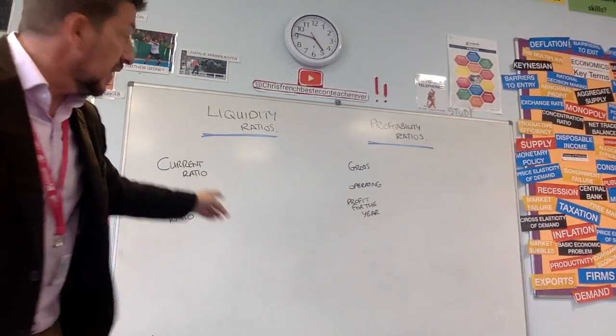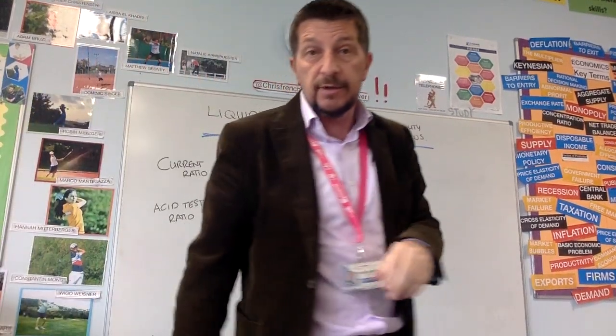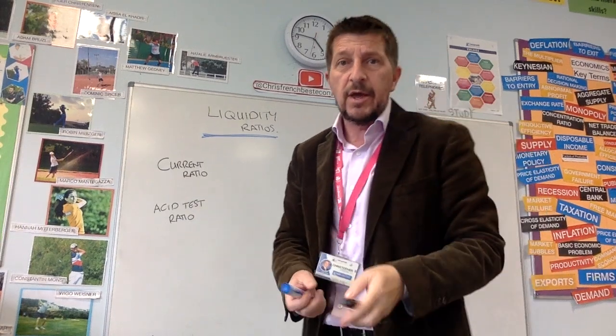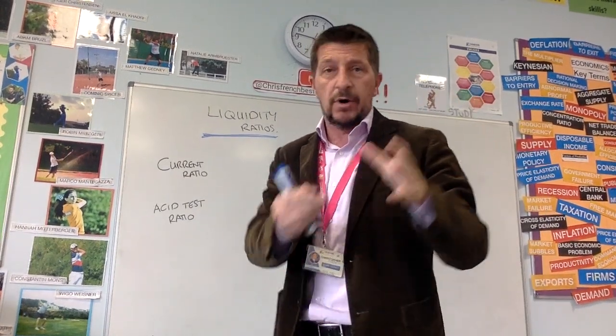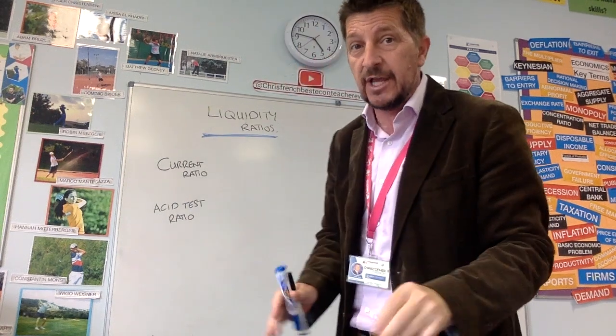So on this side we've got liquidity. Liquidity ratios come from a balance sheet, or what we call a statement of financial position, where we take a snapshot and look at what the assets and liabilities within an organisation are at any given day of the year.